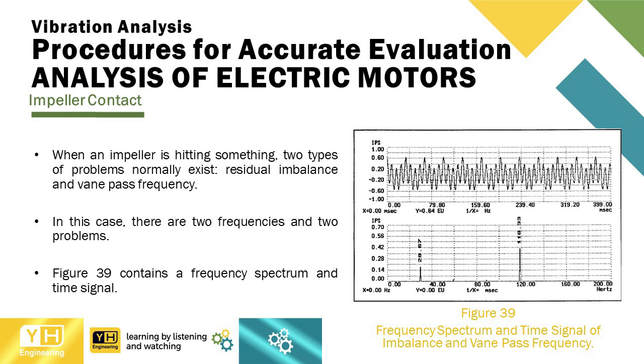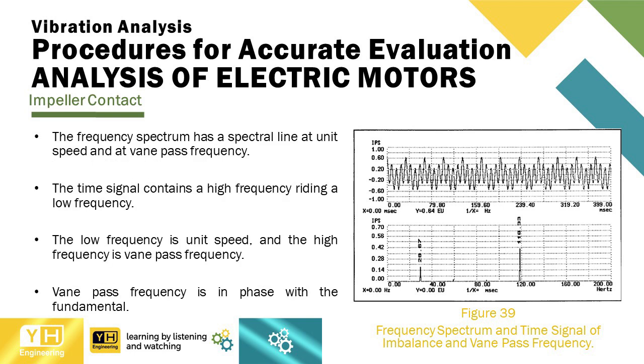When an impeller is hitting something, two types of problems normally exist: residual imbalance and vane pass frequency. In this case, there are two frequencies and two problems. Figure 39 contains a frequency spectrum and time signal. The frequency spectrum has a spectral line at unit speed and at vane pass frequency. The time signal contains a high frequency riding a low frequency. The low frequency is unit speed, and the high frequency is vane pass frequency.